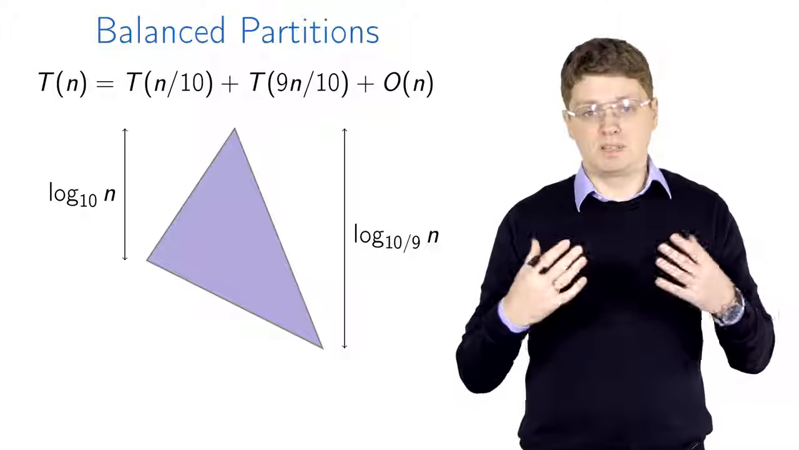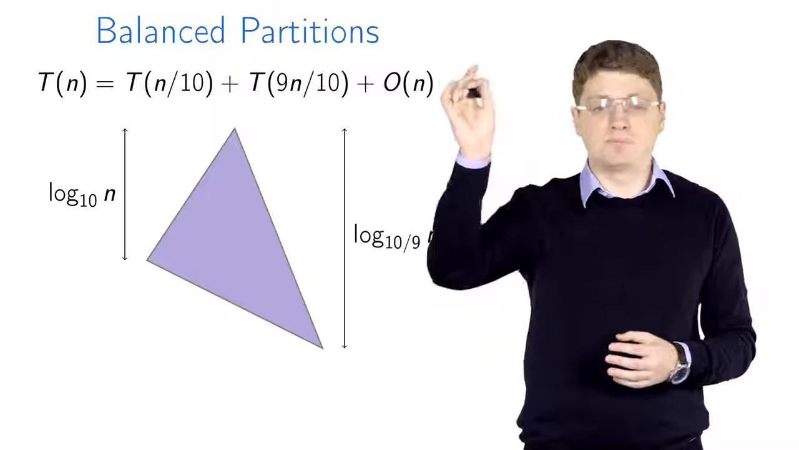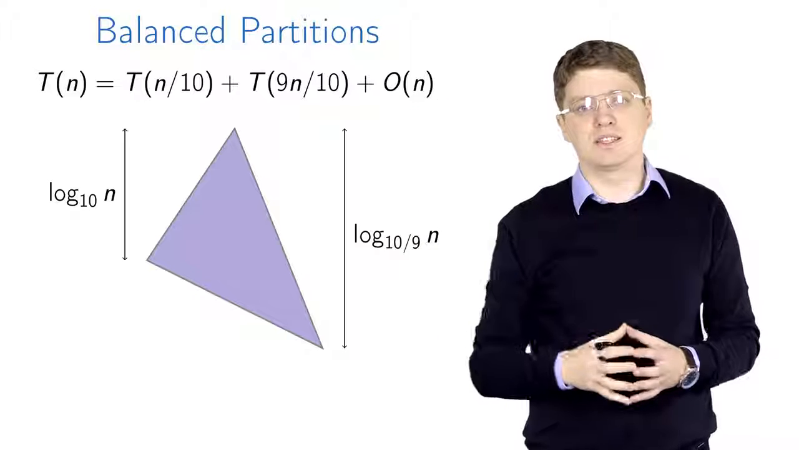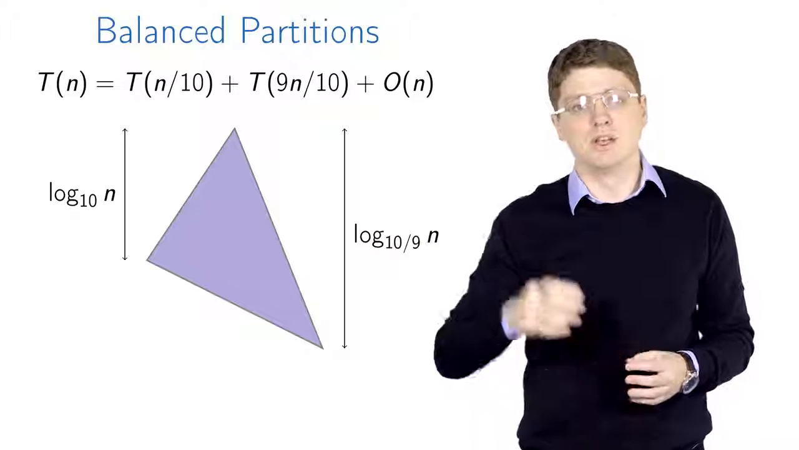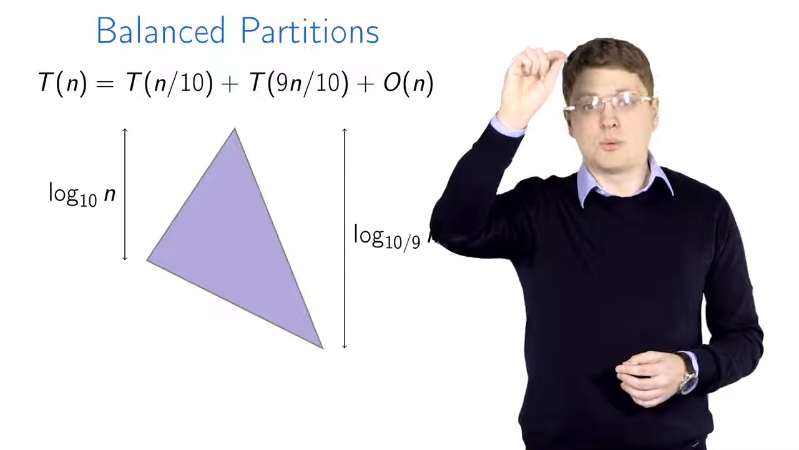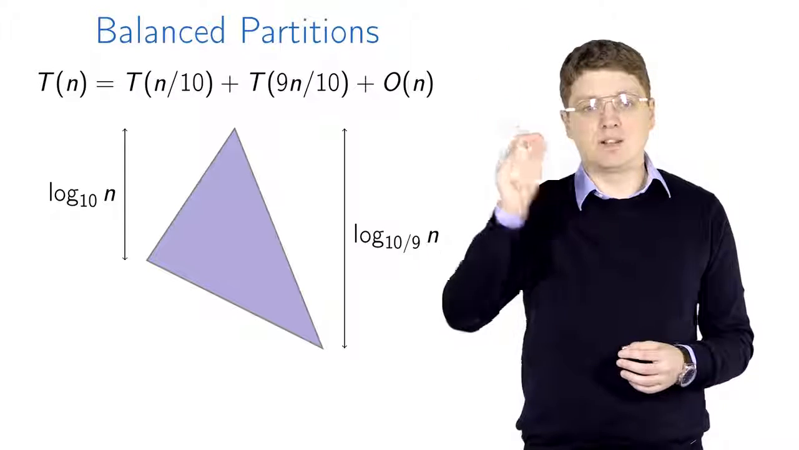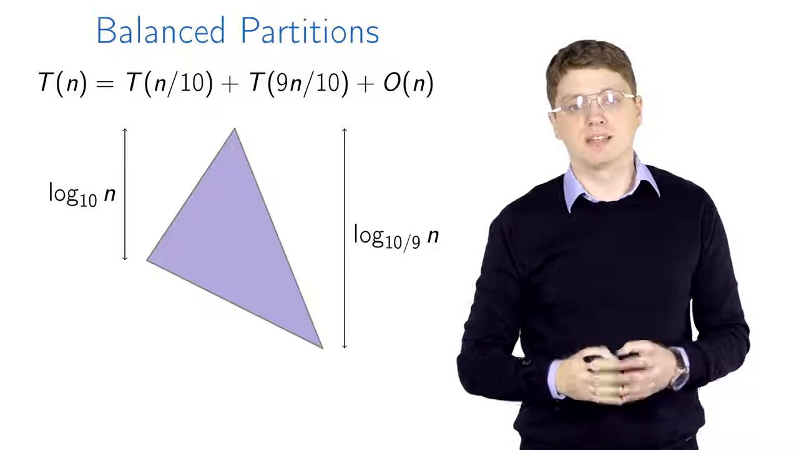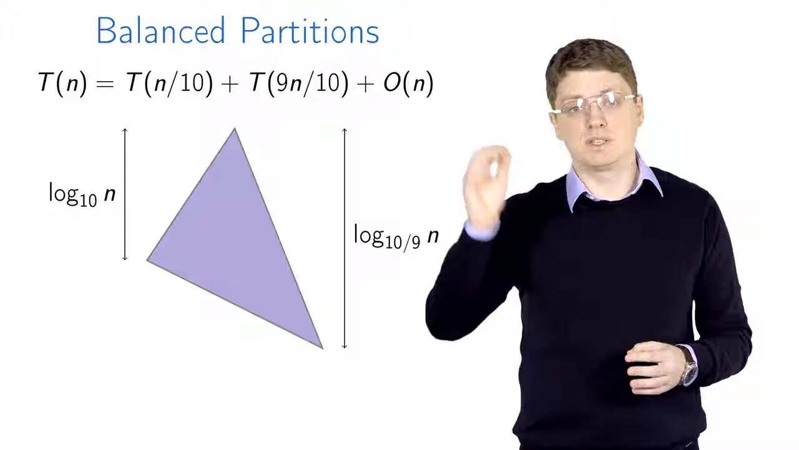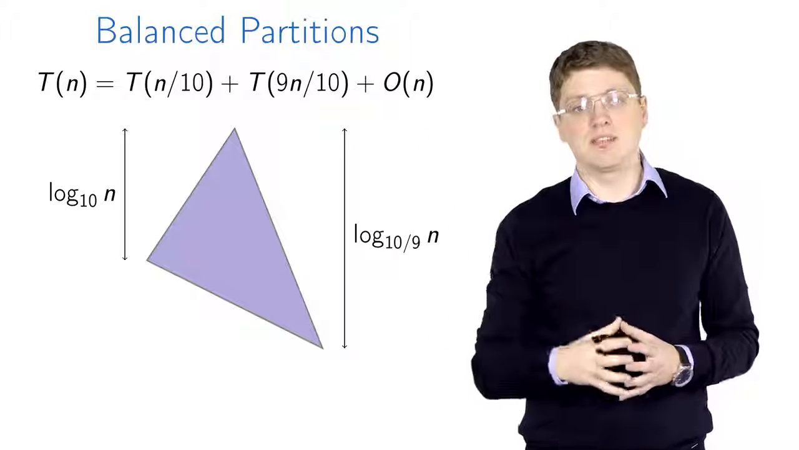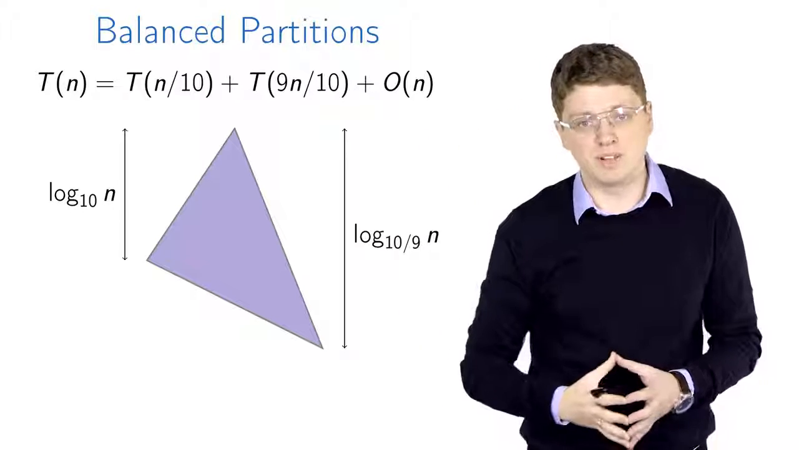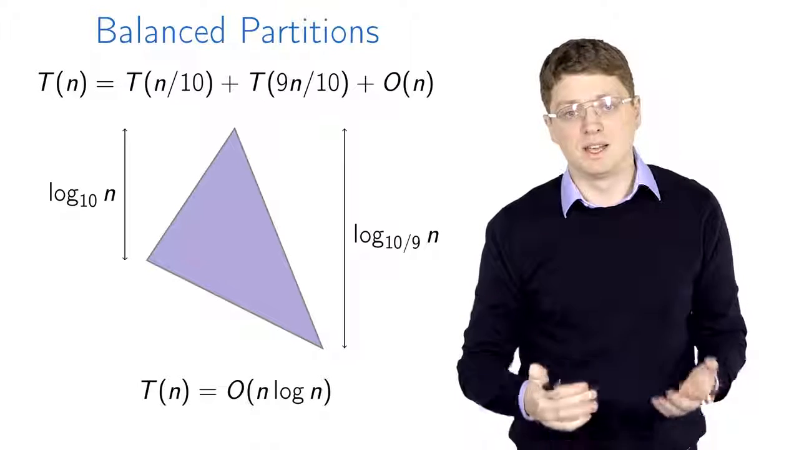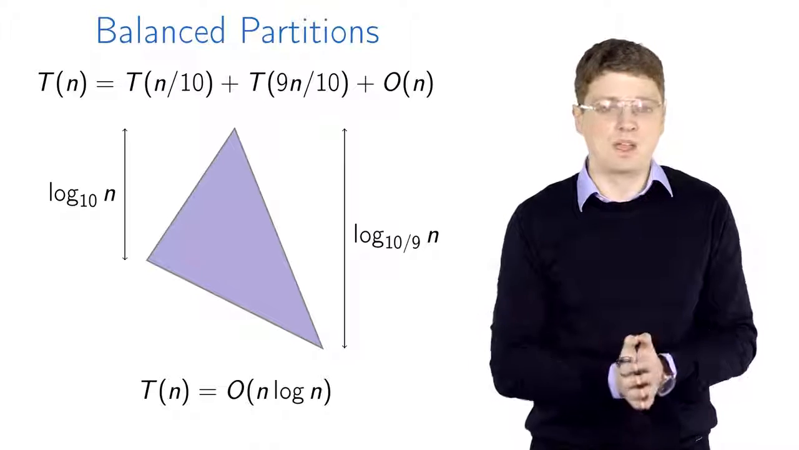And also, the previous property is true. I mean, the sum of the sizes of all arrays at each level is still equal to n. It is at most n, actually. At the root, we have one array of size n. At the next level, we have two arrays, one of size n over 10, and the other one of size 9n over 10. Right? So the size is still n. At the next level, it is the same, and so on. So we have a logarithmic number of levels, and at each level, we spend a linear amount of work, which gives us an n log n upper bound once again.